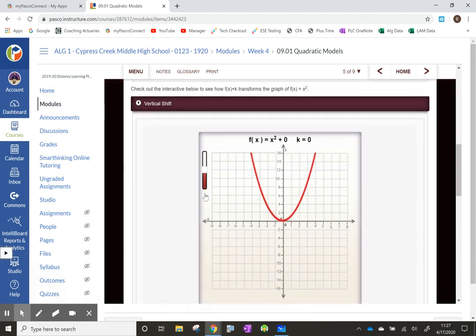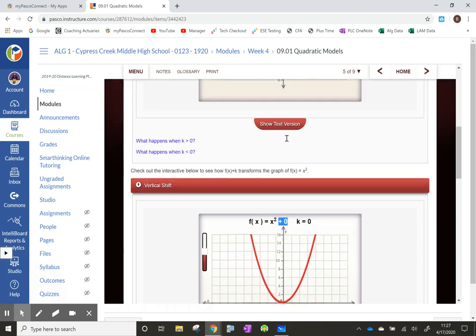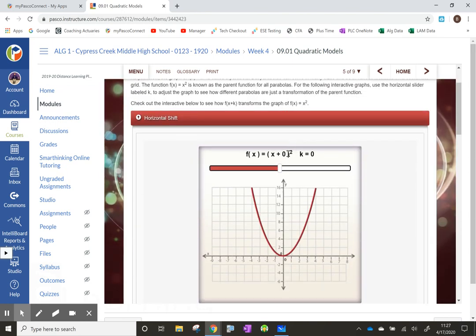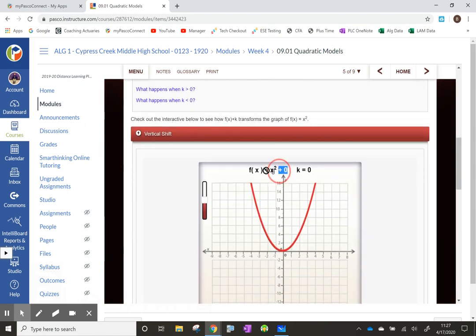Vertical shift. Vertical shift is adding a number not where the x is, but adding the number at the end after it. It's not in the x squared. The x squared part is here. It's after the fact. It's behind the x squared instead of in the x squared. So remember, look at the previous one. It was literally in the x squared. That's why the parentheses were there. But in this case, the vertical shift is not in the x squared.